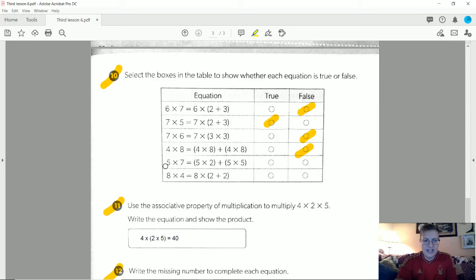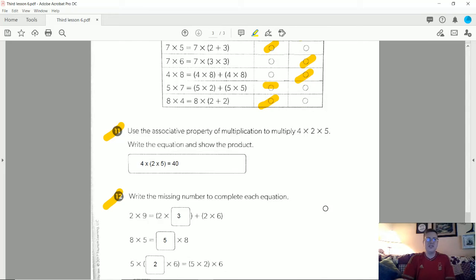The second to last one, 5 times 7 equals 5 times 2 plus 5 times 5. So if I take these two numbers and add them together, that should equal 7. They do. So 35 is equal to 10 plus 25. That is correct. And our last one, 8 times 4 equals 8 times 2 plus 2. The answer to this is 4, so that would also be correct.